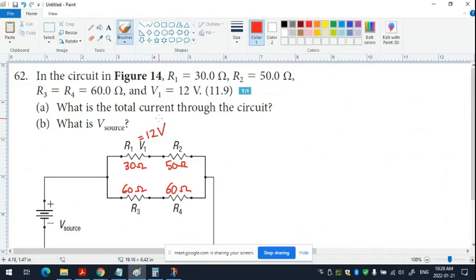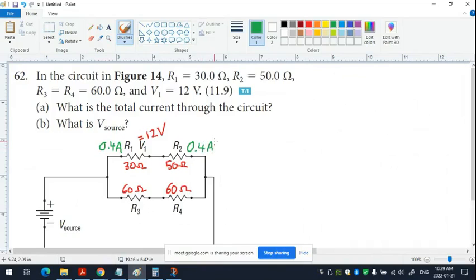Perfect. See, that's even before combining. So let's do that. So, everyone, what's 12 divided by 30? 0.4. Yes. Okay, everyone. So, right here is 0.4 amps, which means also here what?